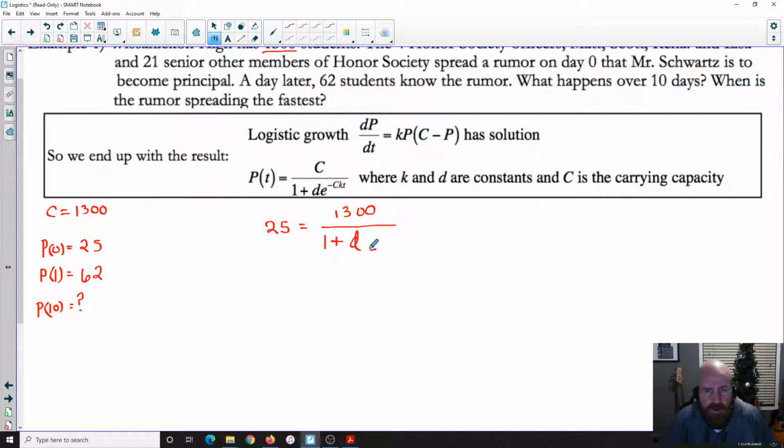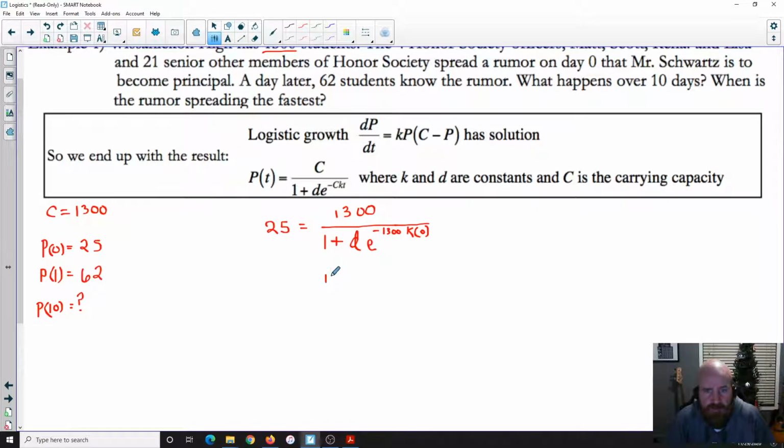And then e to the negative... There's our carrying capacity, 1,300. The K we do not know. The time we know right now is 0, because that's what we're dealing with, P of 0. So it doesn't matter what K is, because anything times 0 is just 0. So we get e to the 0, which is just 1.